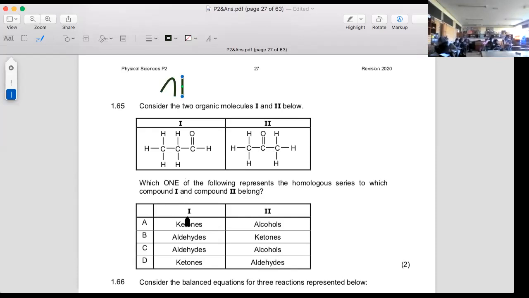Okay, so now we go to the answers. That's an aldehyde. That's a ketone. So it must be B. Not an alcohol. It's not a ketone. So it's got to be aldehyde on the left. So the answer is B.